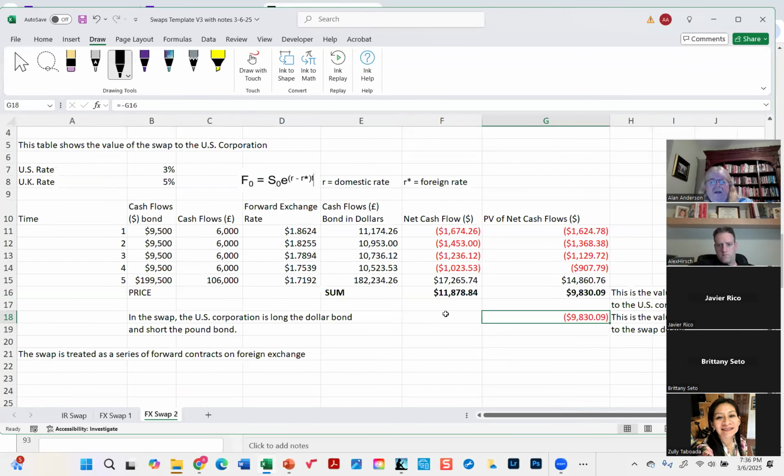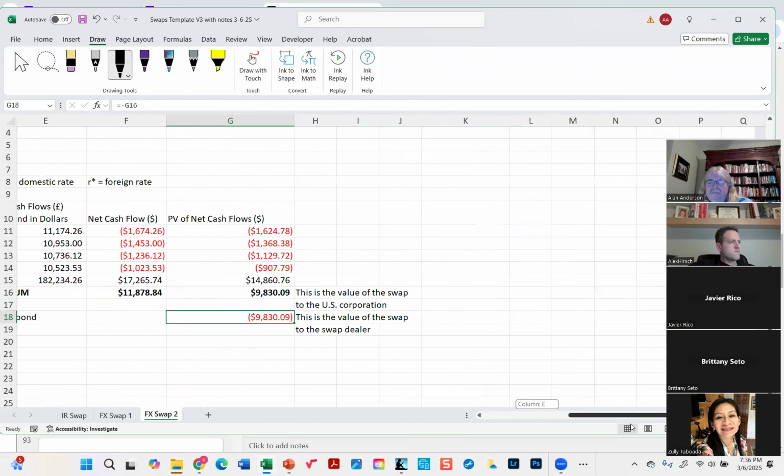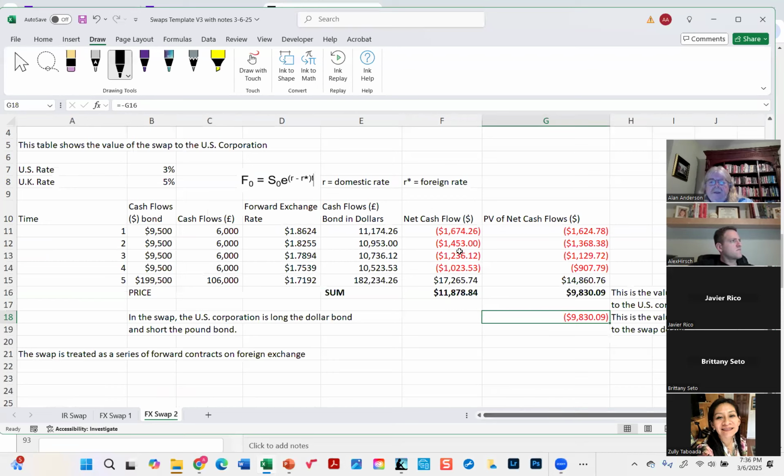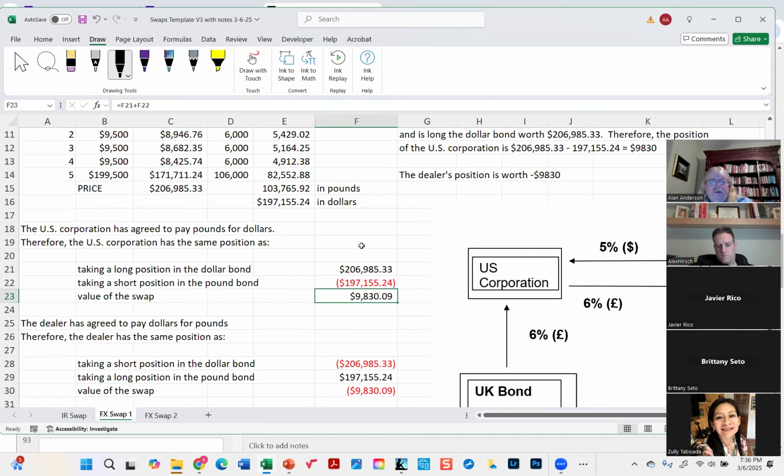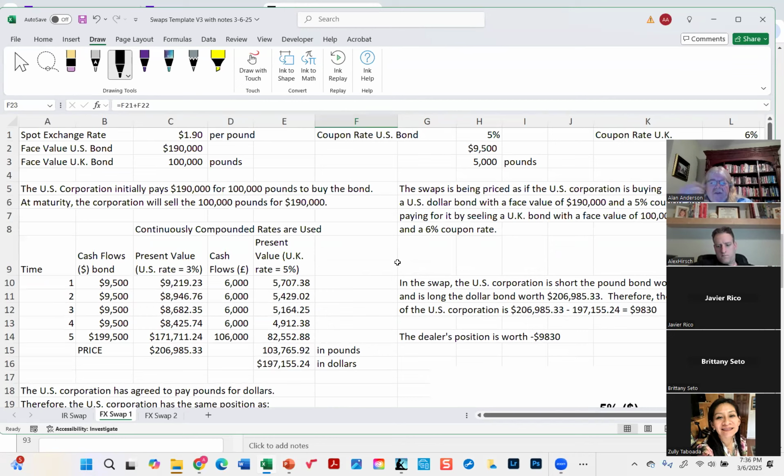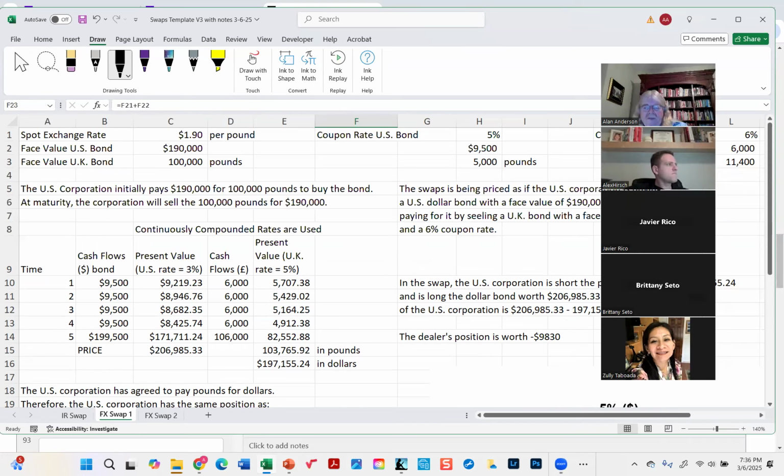It's not a coincidence. So, Hull wants you to see that these two approaches are equivalent to each other. Although I think intuitively it might be more clear with this approach because you're just seeing how the difference between two bonds is determining the value of the swap.